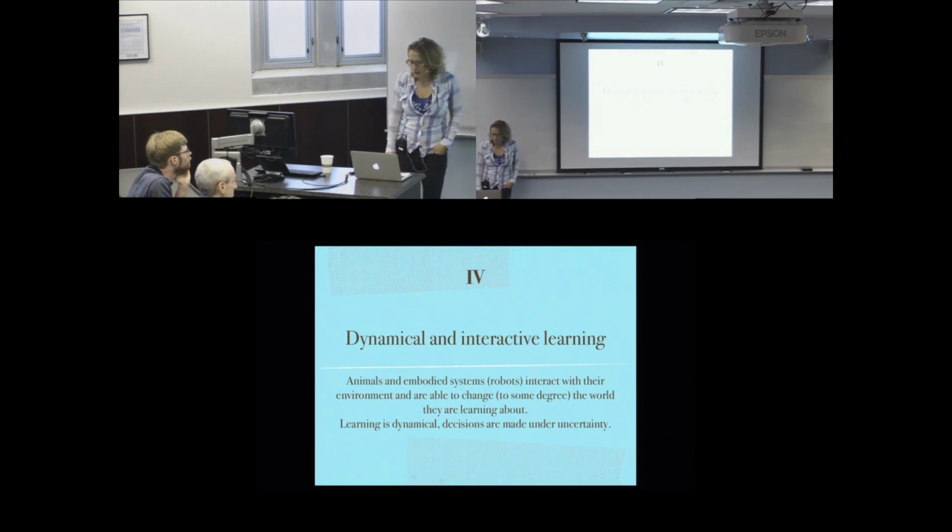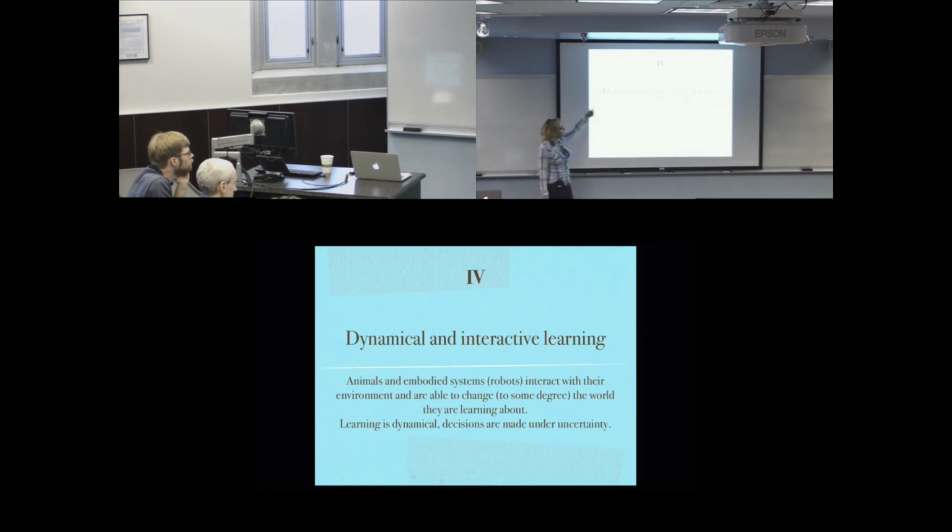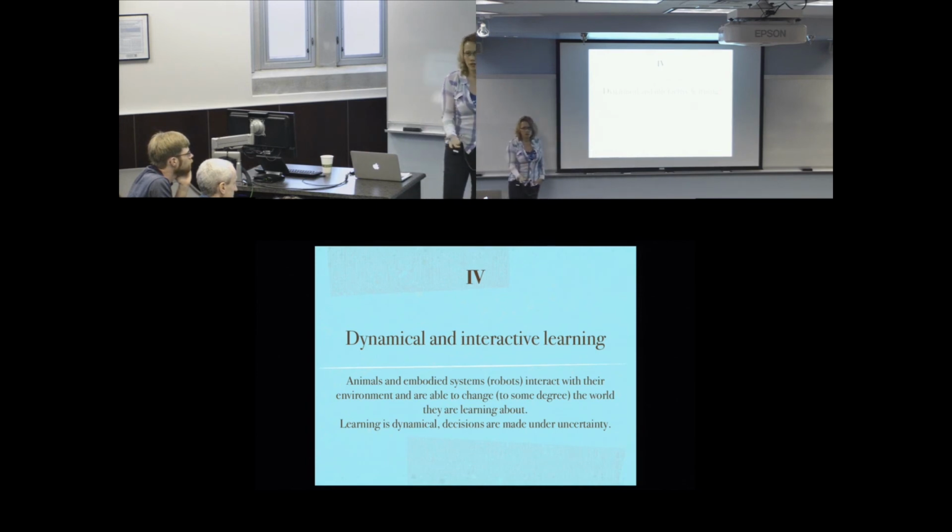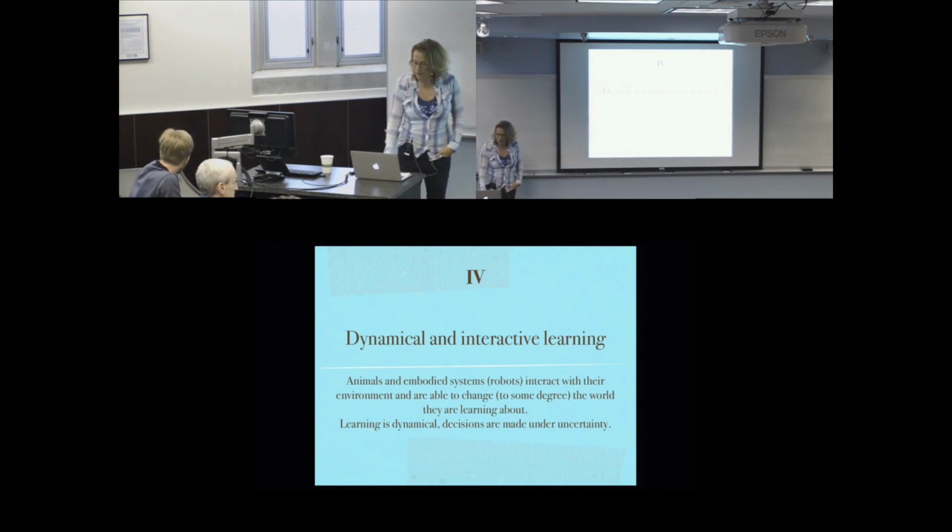And if you're interested, there's ways in which you can generalize this to dynamical and interactive learning, because animals and embodied systems really interact with their environment. They can change to a certain degree the things that they're trying to predict. So for any real system, you have to take that into account. And the learning is dynamical, and decisions are made under uncertainty, et cetera, et cetera, et cetera.